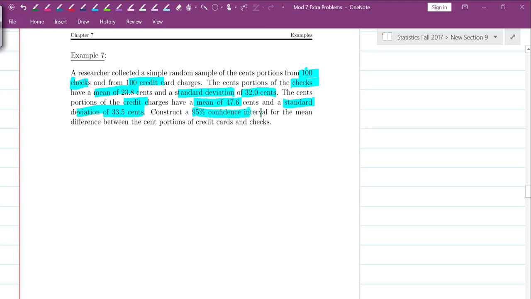Construct a 95% confidence interval. So here we go. We're going to have two populations. I'm going to let population 1 be my checks, and I'm going to let population 2 be my credit cards.